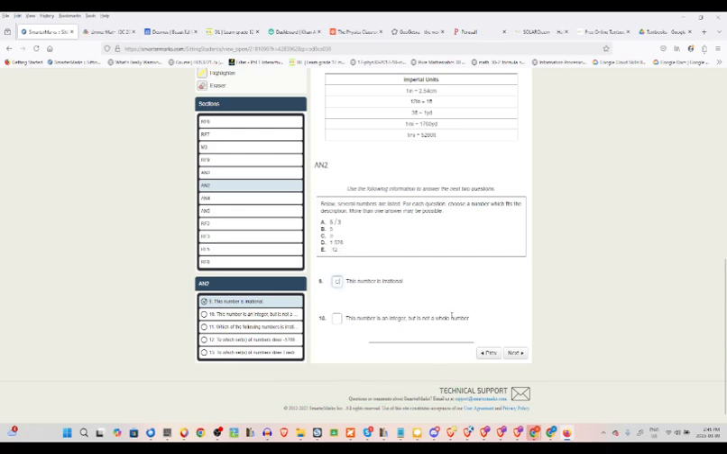Now, if it's an integer but not a whole number, the wholes go 0, 1, 2, 3. So 5 is both an integer and a whole number. 12 is an integer but not a whole number.